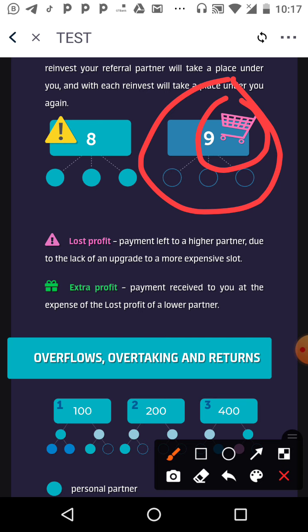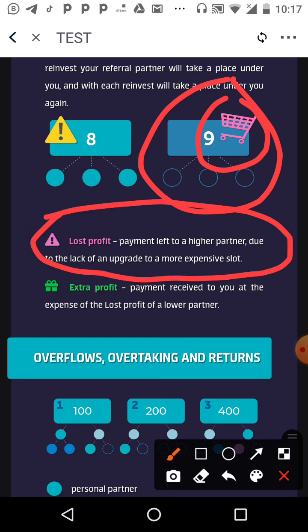And also lost profit, like I said, means payments left to a higher partner due to the lack of an upgrade to a more expensive slot. I've kept saying this. You don't want to lose this. I've seen cases, somebody I've seen face to face, who lost $2,000+ that was supposed to come into his account. Why? Because he did not upgrade on time. He was saying, please let me use the money. You know what he did with the money? He went to buy iPhone 11.